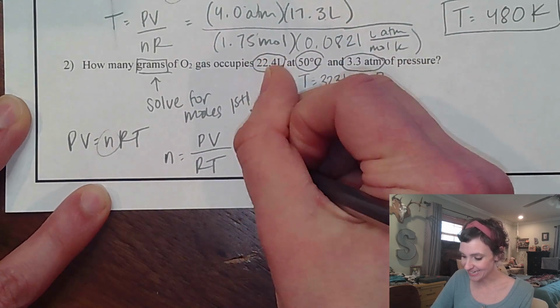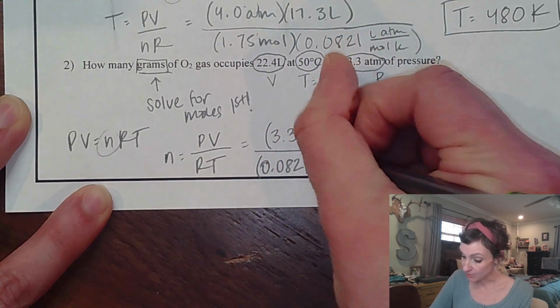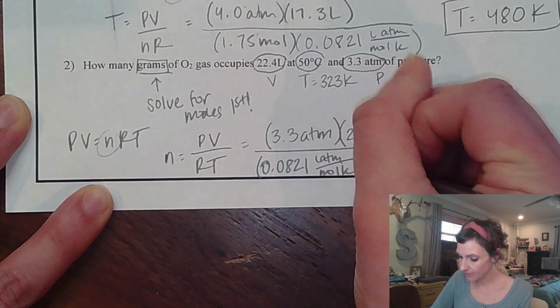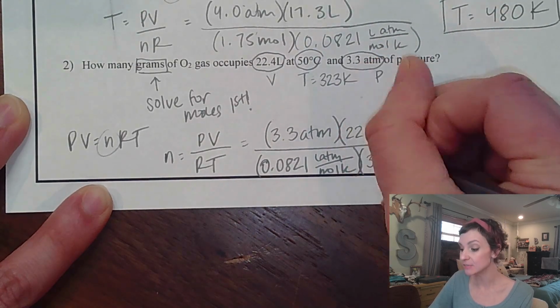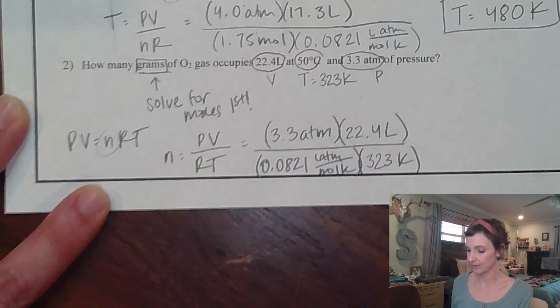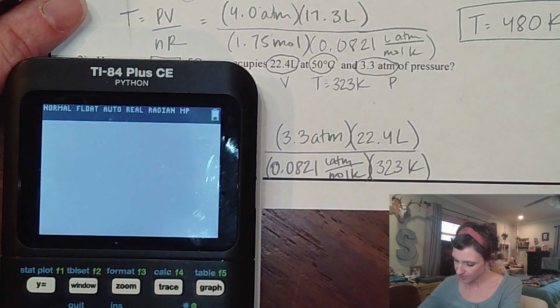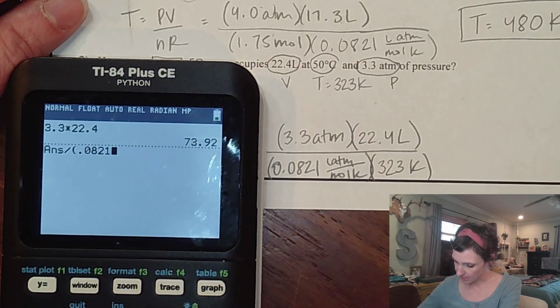My R constant is 0.0821. The units for that are liters, atmospheres, moles, Kelvin. And then finally, my temperature in Kelvin is 323 Kelvin. Okay, so calculating things out, I've got 3.3 times 22.4 equals, divided by 0.0821 and 323.